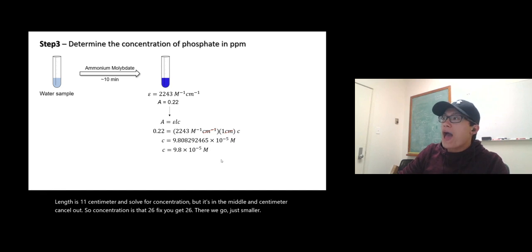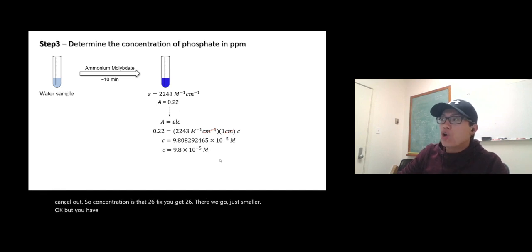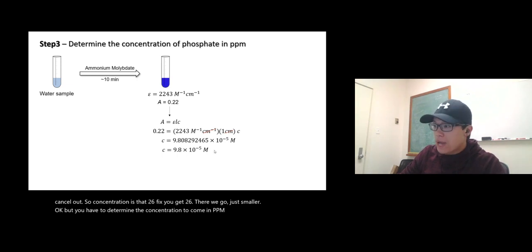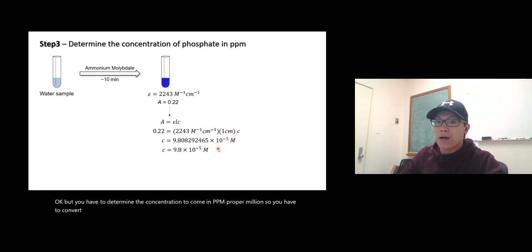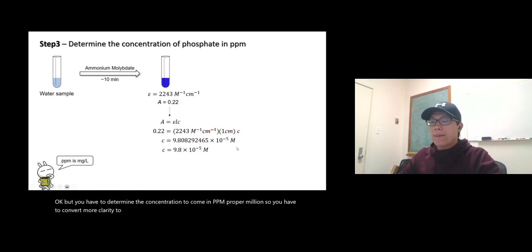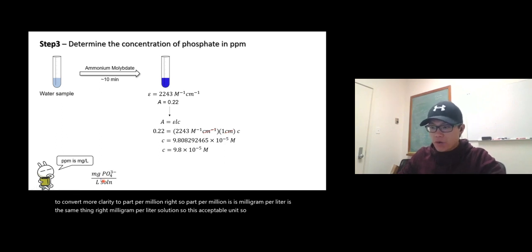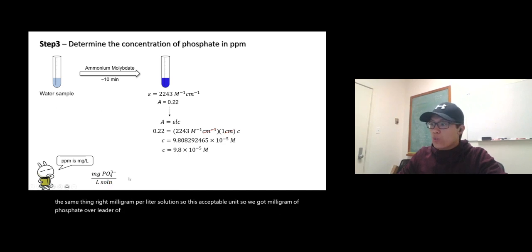Okay, but you have to determine the concentration in ppm, parts per million. So you have to convert molarity to parts per million. All right. So parts per million is milligram per liter. It's the same thing. All right, milligram per liter solution. So it's an acceptable unit. So we go milligram of phosphate over a liter of the solution. Right now, we have molarity, which is mole per liter solution, all right?